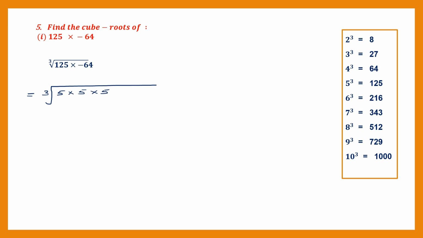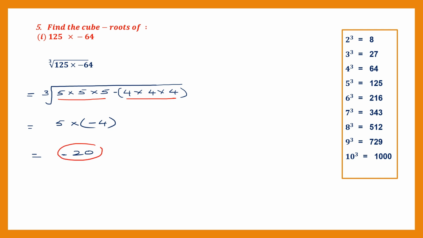Then we have minus 64. 64, the cube root is 4. So that is minus 4 into 4 into 4. Now we form triplets. So this is one triplet. This is another triplet. So this will be 5 into minus 4. So 5 into minus 4 is minus 20. So the answer to this question is minus 20.